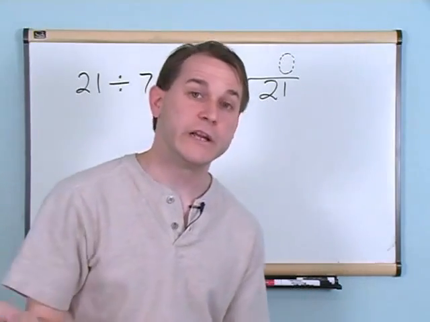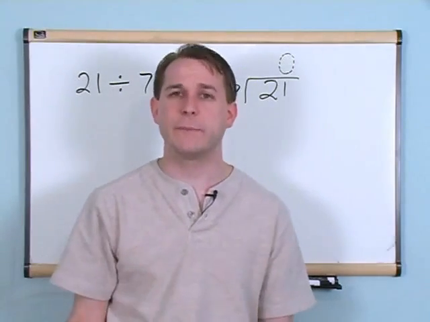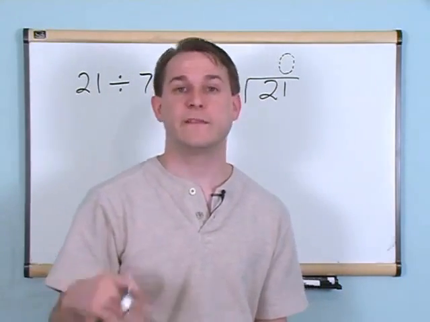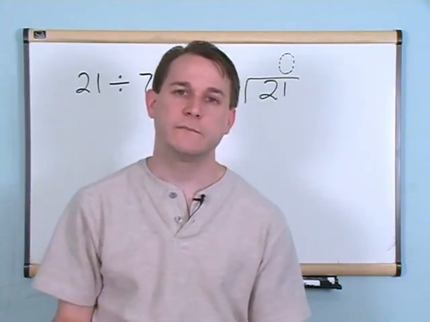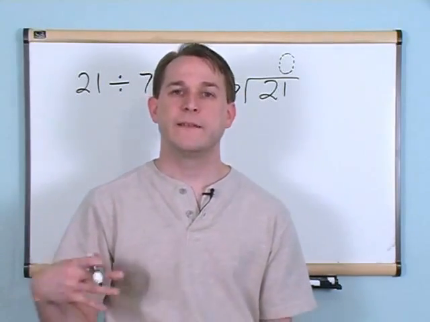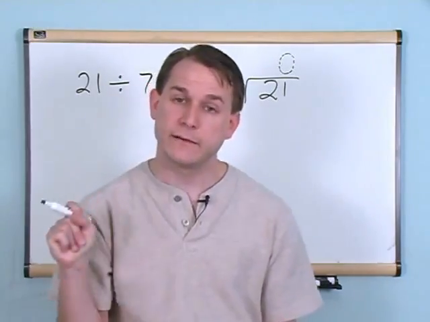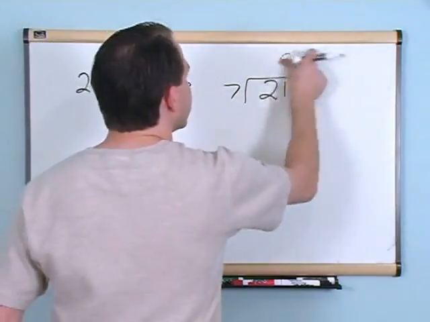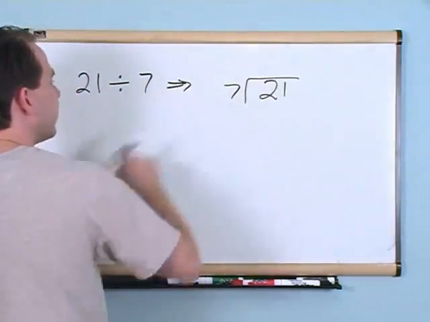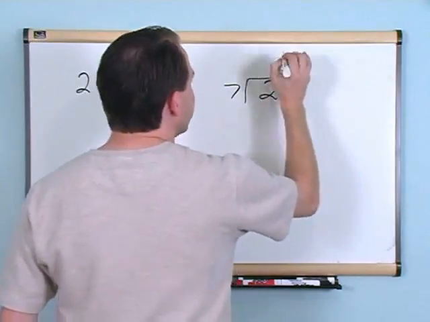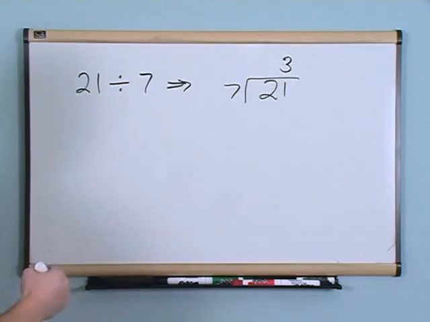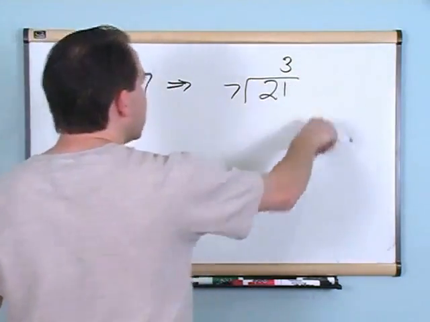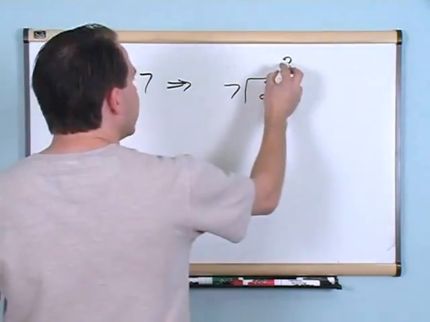7 times 1 gives you 7, but that's not right because I'm looking for 21. 7 times 2 is going to give you 14, but that's not right because I'm looking for 21. 7 times 3 is going to give us 21. So that's the answer. Because what I'm looking for is 7 times what number gives us 21? 7 times 3, according to our times tables, is going to give us 21. So we think this is the answer, and that's perfectly fine. But let's go ahead and make sure.